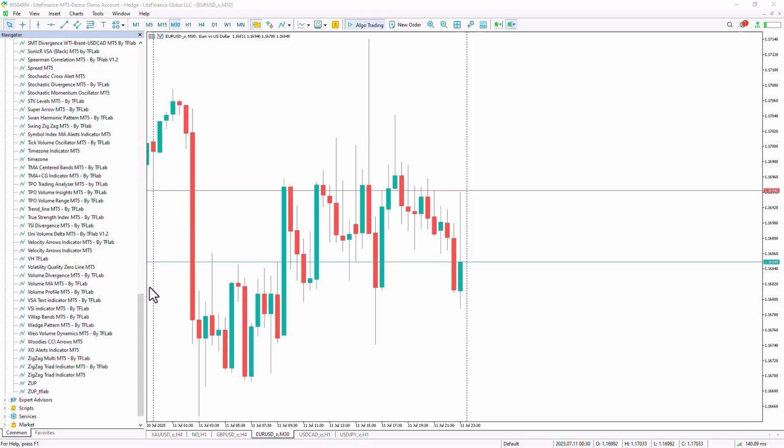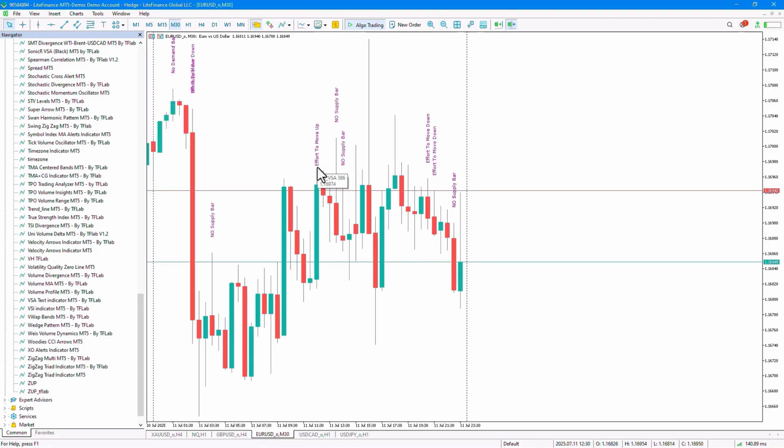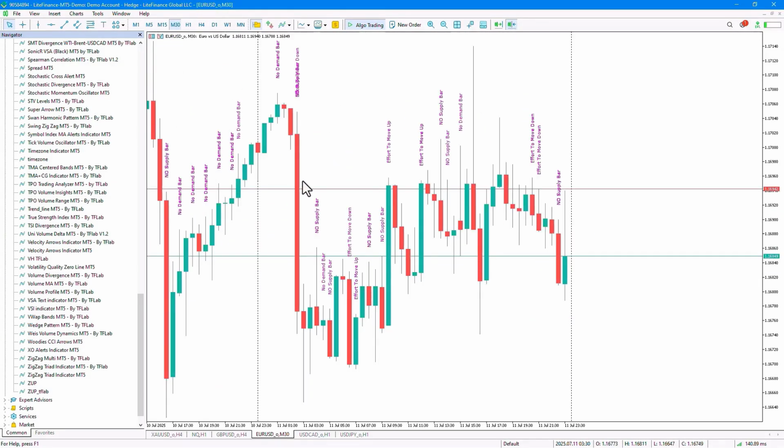From the Navigator section, select the indicator file and drag it onto the chart to run the indicator. Once the indicator is placed on the chart, it starts calculating and displaying labels on the price chart.